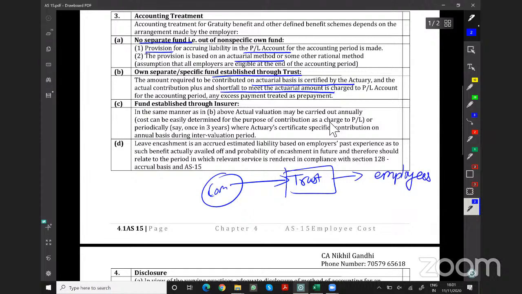So in this case, any amount contributed to the trust plus any shortfall which you should have contributed but which you have not contributed should be debited to your profit and loss account.